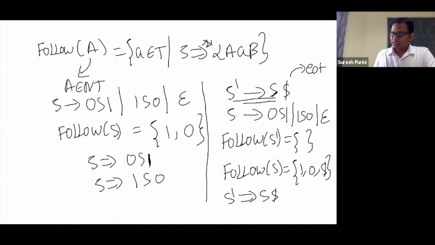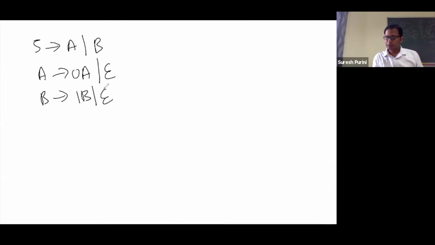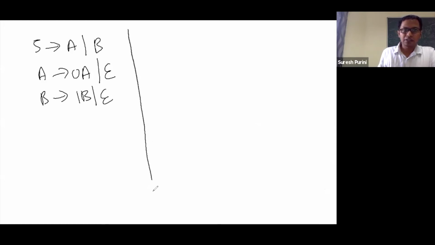Let's try to understand this by taking one more interesting example so that you get a better intuition. The grammar that we have right now is S goes to A or B, A goes to 0A or epsilon, and B goes to 1B or epsilon. So what we will do is compute the first sets for different substitution rules for different alphas occurring in this grammar.